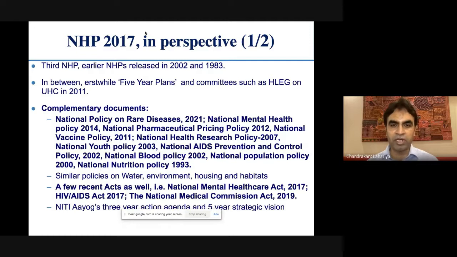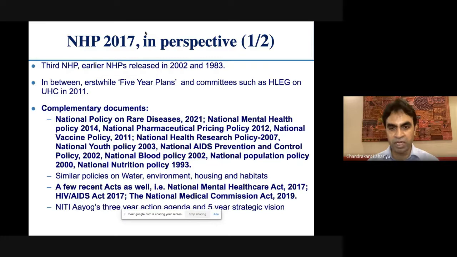This is the third policy, as I said earlier. In between, the various 5-year plans and committee reports were there. But we should also remember that though there is a health sector specific policy, all the policies should be seen in consonance as complementary to each other. So there are a number of other policy documents which should be read along with the health policy.